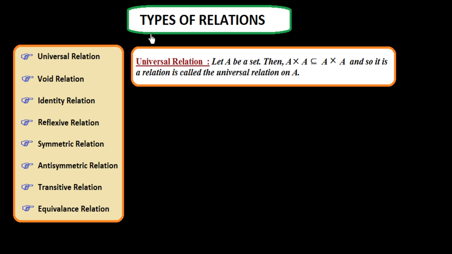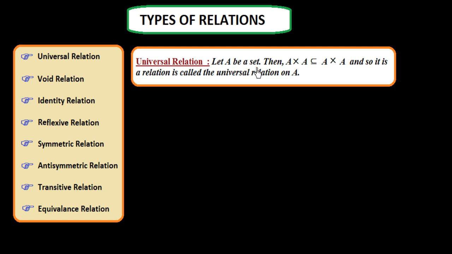In this session we will study the types of relation. There are major types of relations. Look here: universal relation, void relation, identity relation, reflexive relation, symmetric relation, antisymmetric relation, transitive relation, and equivalence relation. I would like to explain each type of relation in detail. First we study the universal relation.